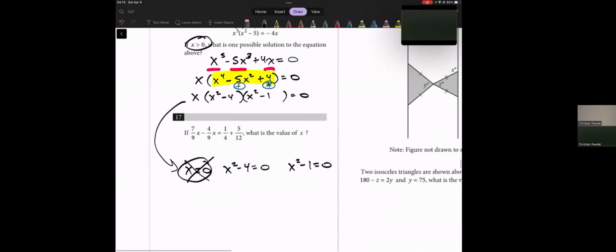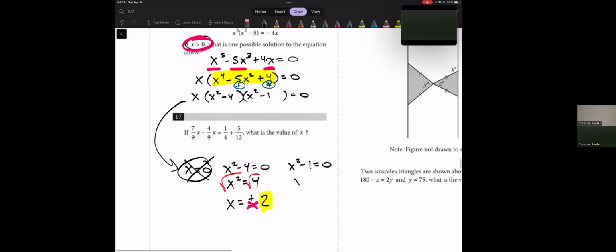Okay, what about the second one? Well, I would add the 4 over. And then I would square root both sides. And if you remember that problem earlier that we did, whenever we square root, we have to include a plus or minus. And what's the square root of 4? 2. We cannot include the negative because, again, x has to be positive. So get rid of that negative. So one answer is x equals 2.